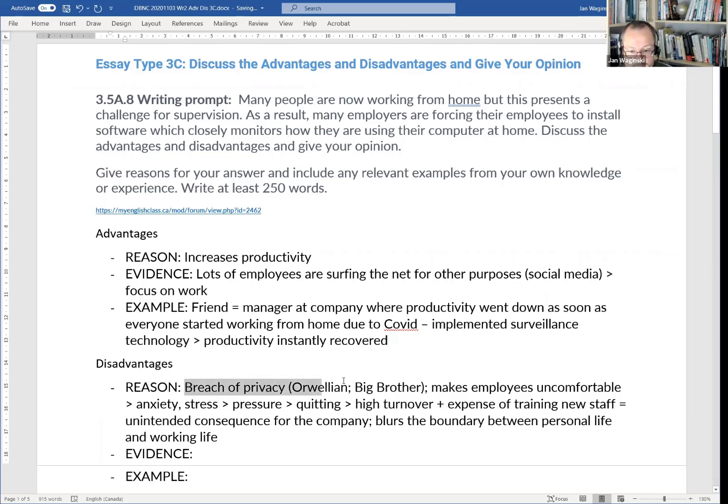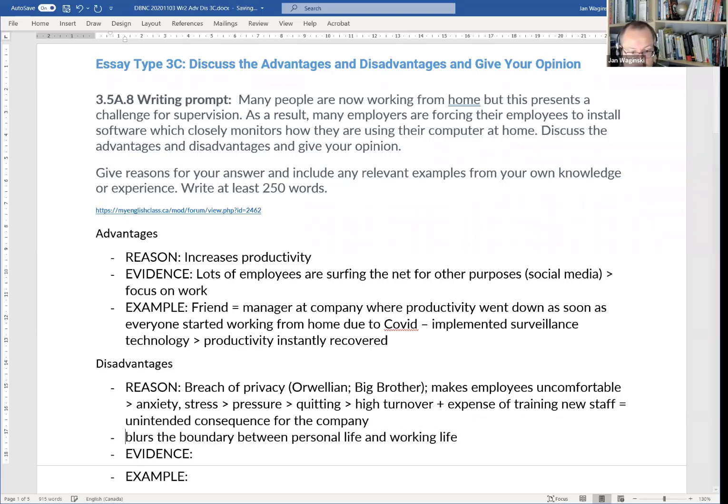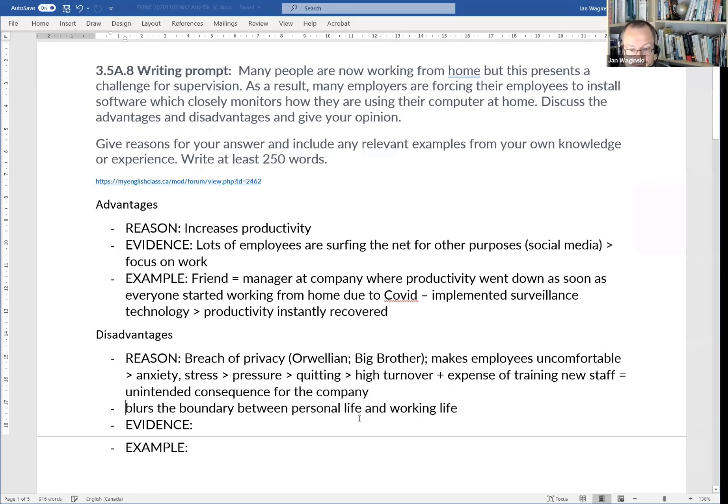So we've got, you can use Orwellian and Big Brother for this concept too, but this last one especially is a separate issue, right? So I'm going to put that on a separate line. Okay, so this is lots of ideas here. I don't think we need anything else other than this. Could we come up with some kind of evidence or some kind of example?